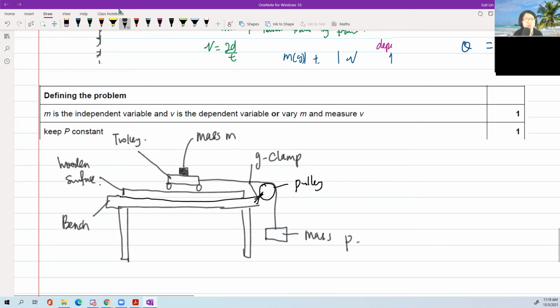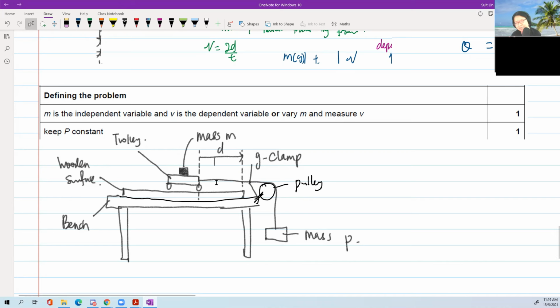Okay. We also need to talk about distance D. So, I don't know, maybe here. So here to here is D. Any kind of distances or length that you measure should be able to indicate on the diagram.